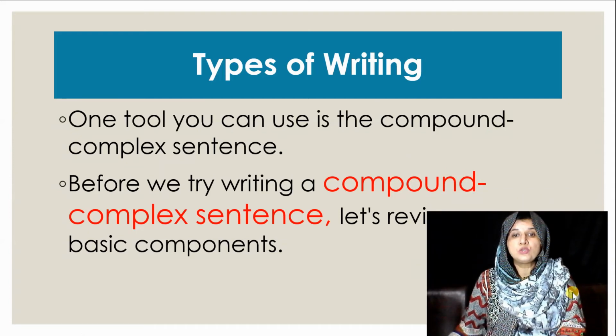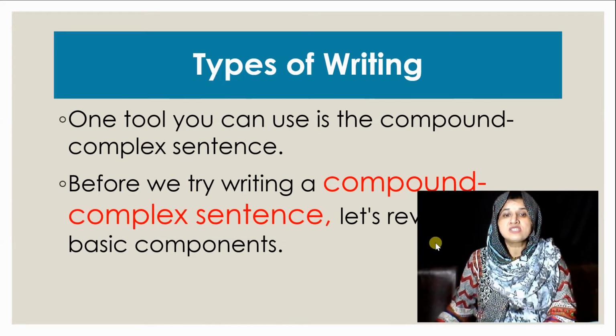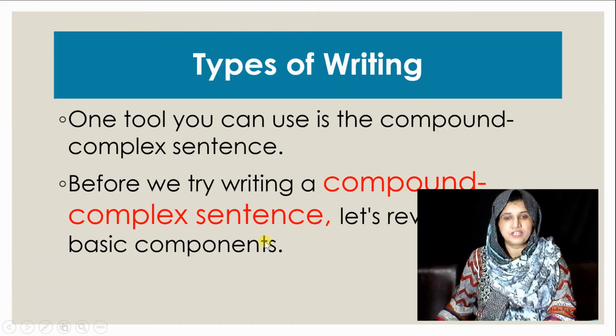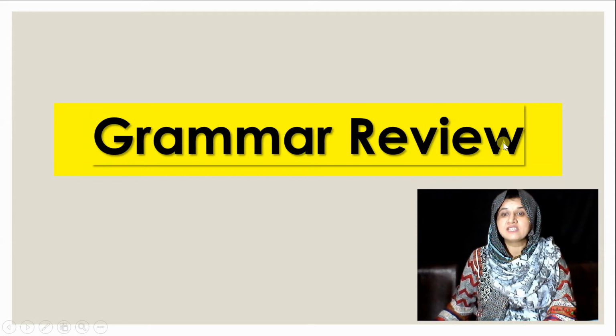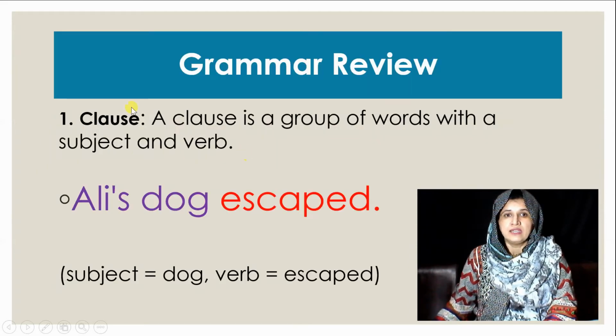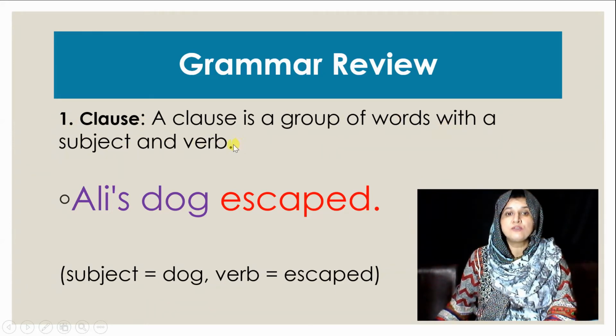That's why you are highly recommended to write different types of sentences in your writing. One tool you can use is the compound complex sentence. Before we try writing a compound complex sentence, let's review some basic components. In order to understand the compound complex sentence in a better way, we'll have some grammar review. First of all, we need to review what a clause is. A clause is a group of words with a subject and verb. Like you can see here, Ali's dog escaped. Right? You can see here, dog is the subject, while escaped is the verb.